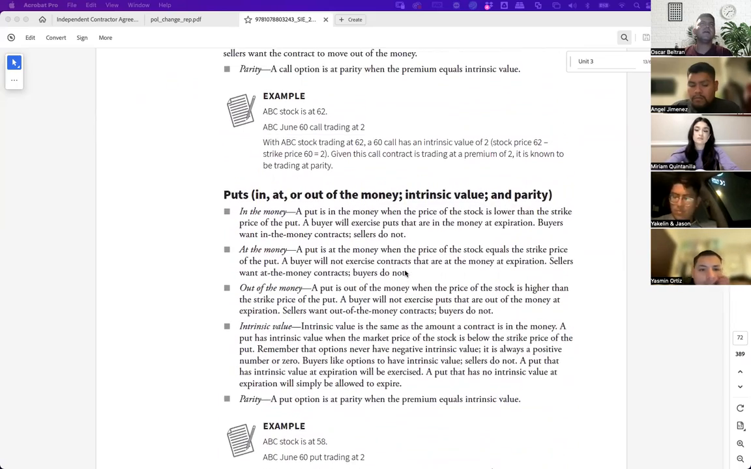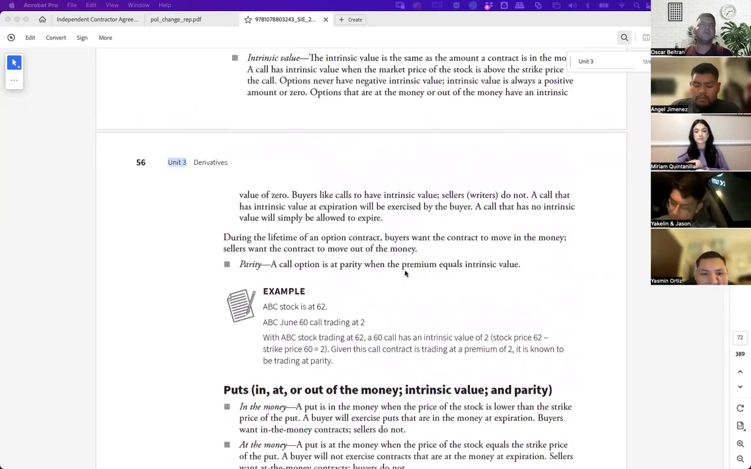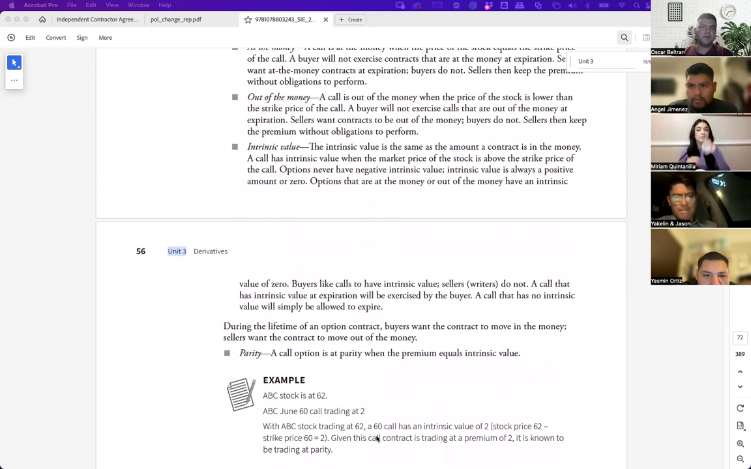All right, and we'll do this one here. Here it is. So ABC stock is at 62. So 62, what is 62 right now? Strike price? Nope. Current. Oh, the current market one. Exactly, the current market.